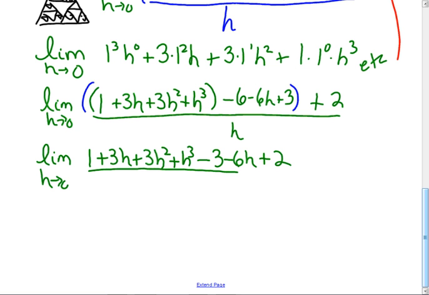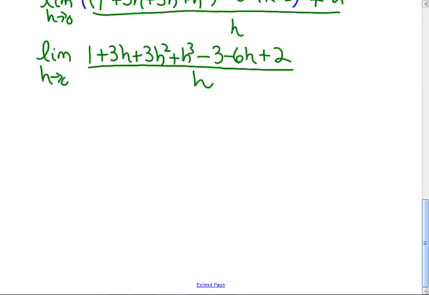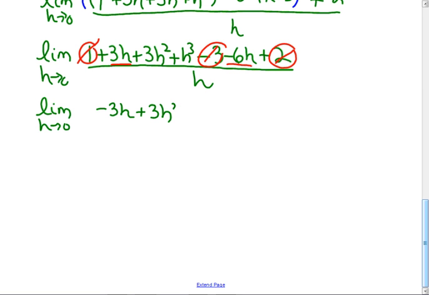All over h. And it still tells me what to do, because I know what to do with that. If I add that together, what happens when I add the 1 and the minus 3 and the plus 2? Go away, right? Boom. I promised. Anything else I can combine? I can combine a 3h and a minus 6h, right? Which gives you what? That's where I would have had a problem. But minus 3h plus 3h squared plus h cubed all over h.